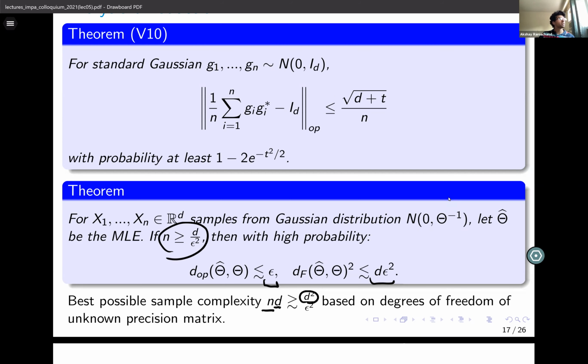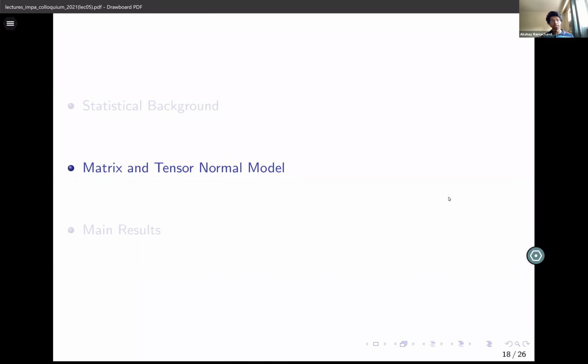This is the kind of analysis that we'd want for our more general problems. So the sample complexity should be as close as possible to when it's possible to learn something, right? Cool. So keeping that in mind, we'll study our more general problem called the matrix and tensor normal model.